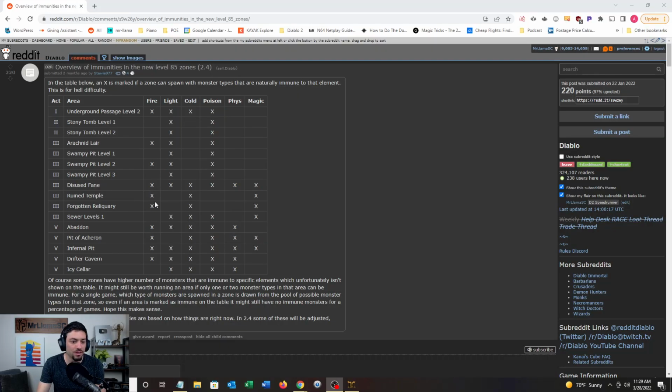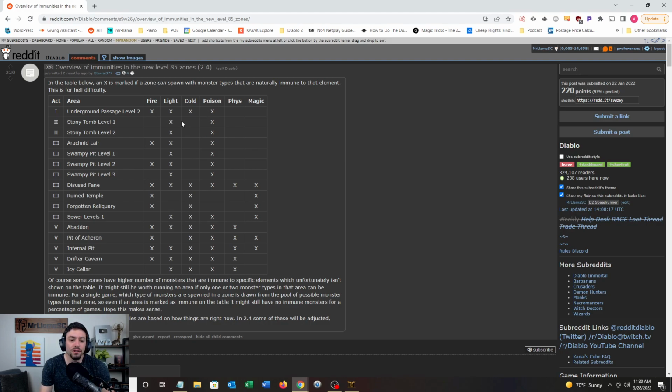So first, let's talk about the new zones right here. And here we have all of the immunities that are going to be in them. So Underground Passage level 2 is now Area Level 85. Stony Tomb level 1 and 2. Arachnid Lair, Swampy Pit 1, 2, 3. Disused Fane, Ruined Temple, Forgotten Reliquary, Sewers level 1. A lot of Act 3 got changed there. And then Abaddon, Pit of Acheron, Infernal Pit. These are all those red portals right there. And then Drifter Cavern and Icy Cellar. I believe they were 83 and 84 before, something like that. And so they've got bumped to 85.